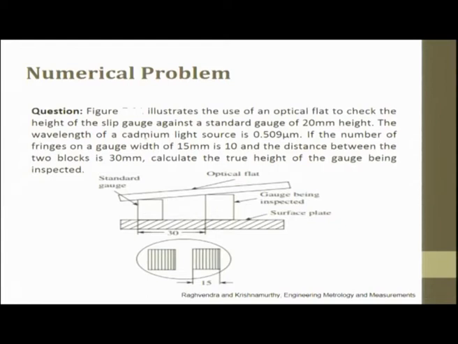The wavelength of the cadmium light source, lambda, is given. If the number of fringes on the gauge width of 15 millimeter is 10, and the distance between the two blocks is 30, calculate the true height of the gauge being inspected. So, what they say is, you get 15 fringe patterns in 10 millimeter, right. So, how do you solve it?